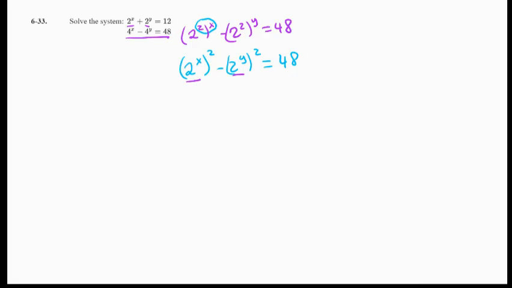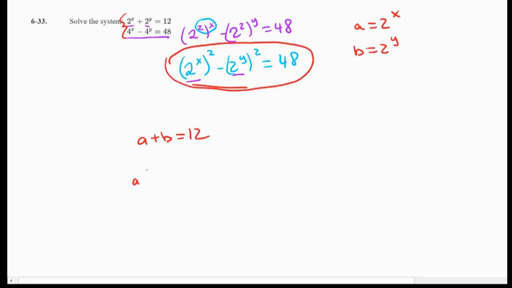Again, the method that they use here is an idea like U substitution, where they call a equals 2 to the power of x and b equals 2 to the power of y. And so I'm just going to rewrite my system here with that in mind. And so I have a plus b equals 12. And then I'm rewriting this version of it where it's a squared plus b squared equals 48. And so now I'm dealing with a system that's much more manageable, or something that looks much more familiar to deal with.